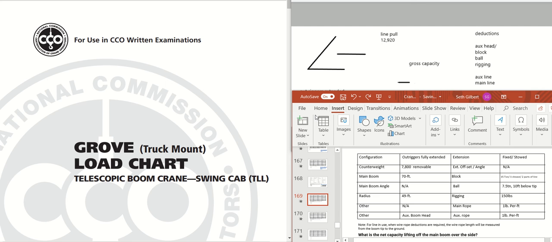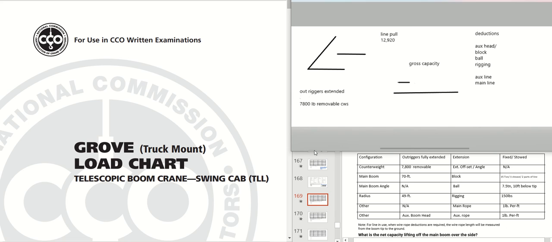We're going to go ahead and continue with the tutorial for these load charts. This is a continuation. This load chart in particular is the net capacity lifting off the main boom over the side. This should be a fairly easy, fairly basic chart. There's a few more deductions, so we're throwing a little bit more complication in there. You just got to make sure you're doing all your deductions correctly. So we're going to go ahead and get started here.